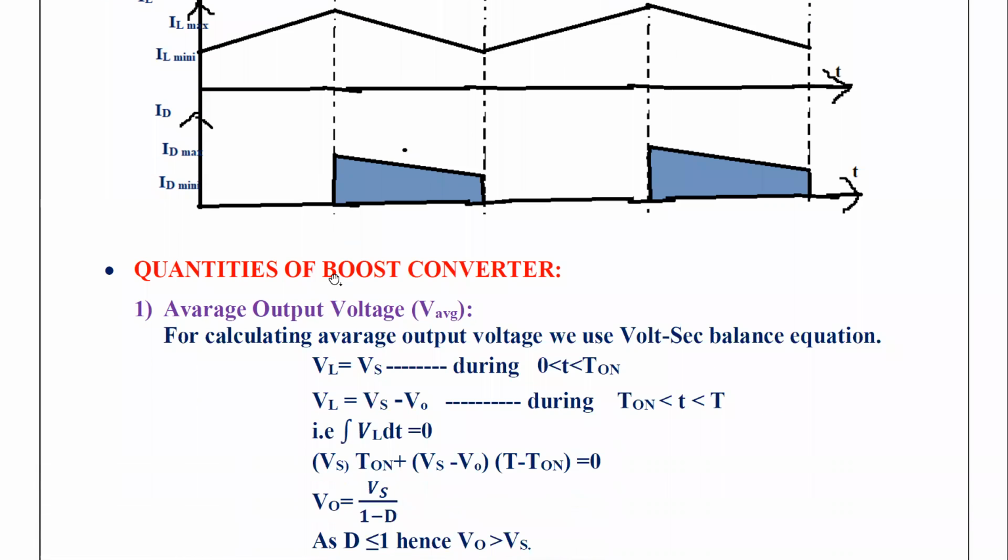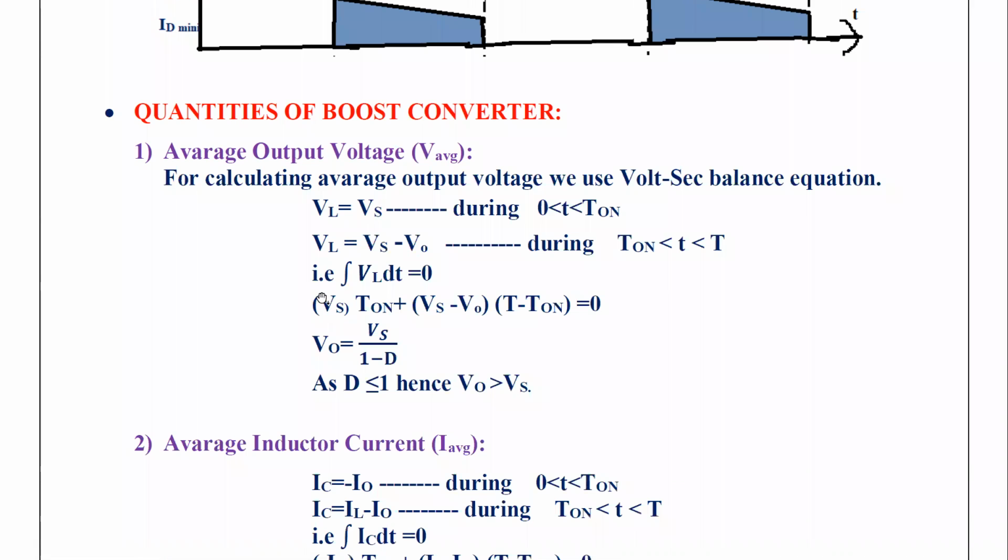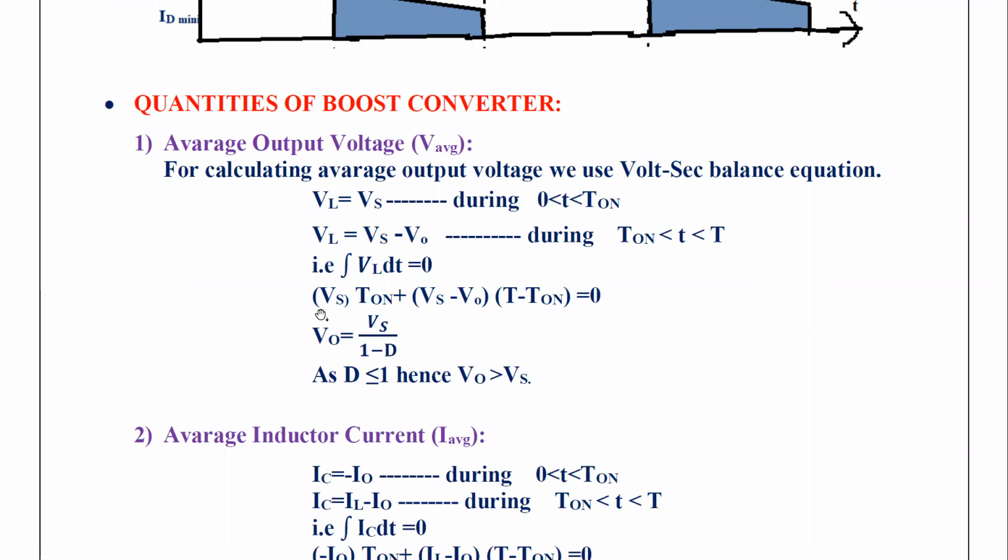And the quantities that we have to calculate for a boost converter are the same quantities that we have already calculated for the buck converter. So first of all, average output voltage. As we calculated average output voltage in the buck converter, the same principle I am taking here, that is the volt second balance equation. For that, we have to take the voltage across the inductance in both conditions, during turn on and turn off times.